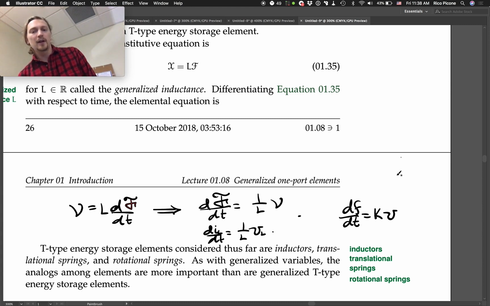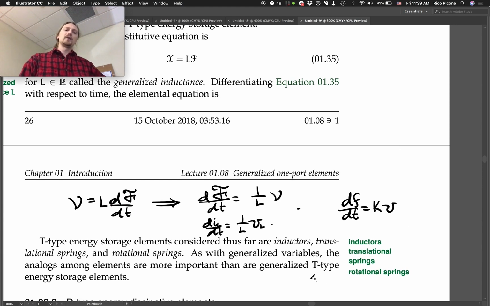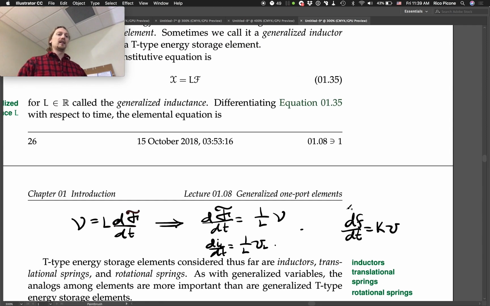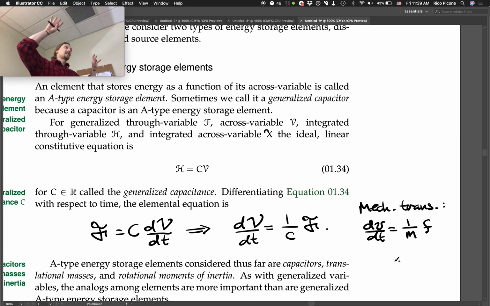As with generalized variables, the analogs among the elements are more important than the generalized T-type energy storage element. So a big takeaway from this section is that inductors are like springs, are like rotational springs, right? The big takeaway from the A-type was that capacitors are like masses, are like moments of inertia. Okay? So we're starting to concretize our analogies here.